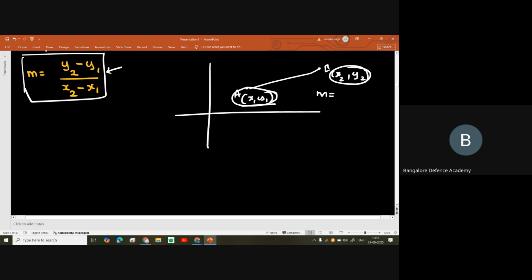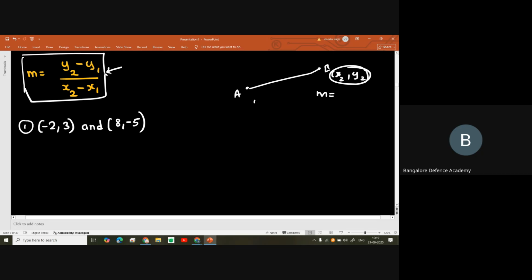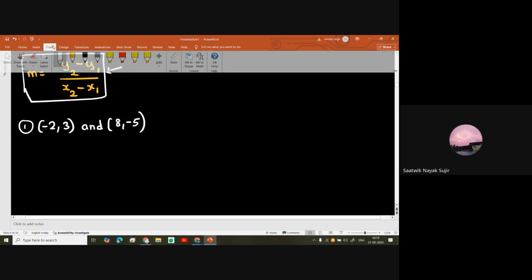So shall we start one question here? Take down the first question. Find the slope of the line passing through the points minus 2 comma 3 and 8 comma minus 5. This is the first question. Just try it. Minus 4 by 5.